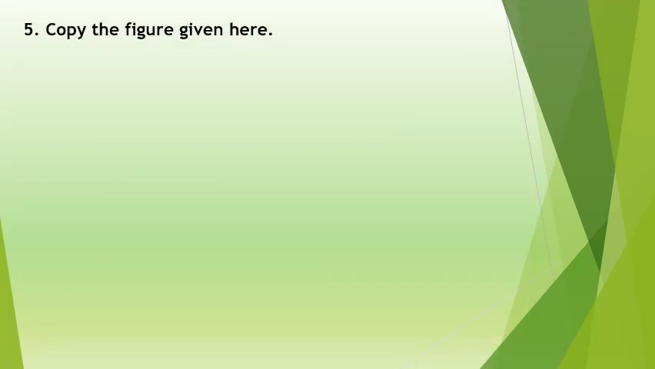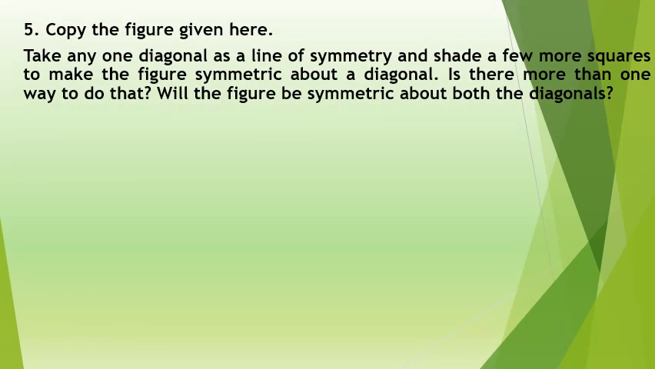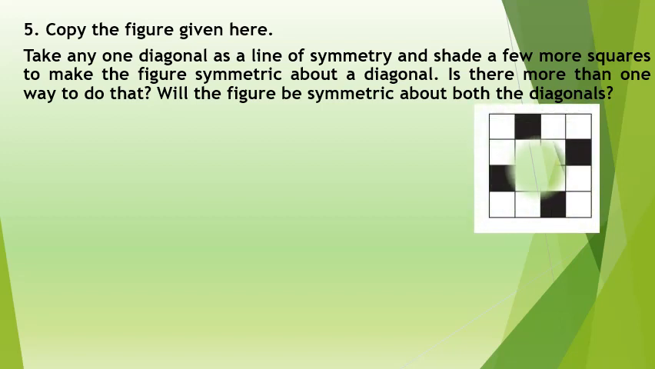Next is question number 5. Copy the given figure given here. Take any one diagonal as a line of symmetry and shade a few more squares to make the figure symmetric about a diagonal. Is there more than one way to do that? Will the figure be symmetric about both the diagonals?